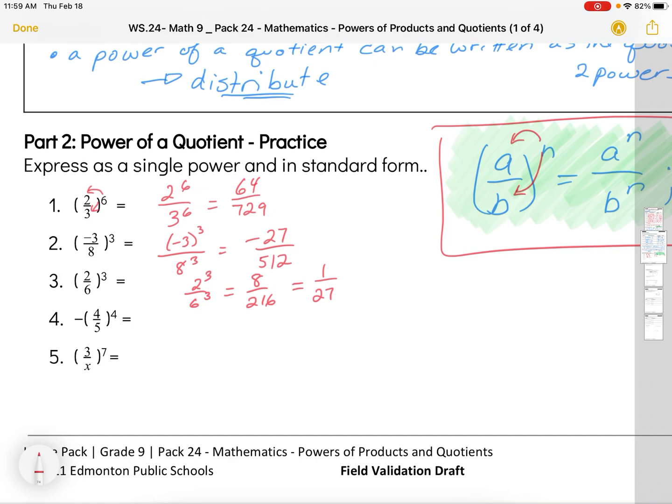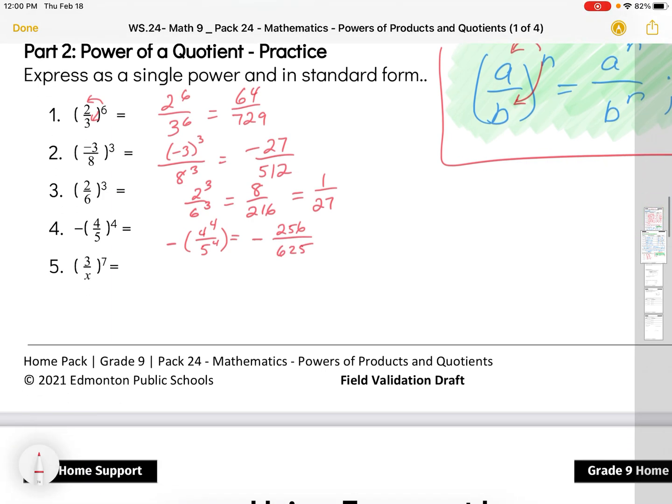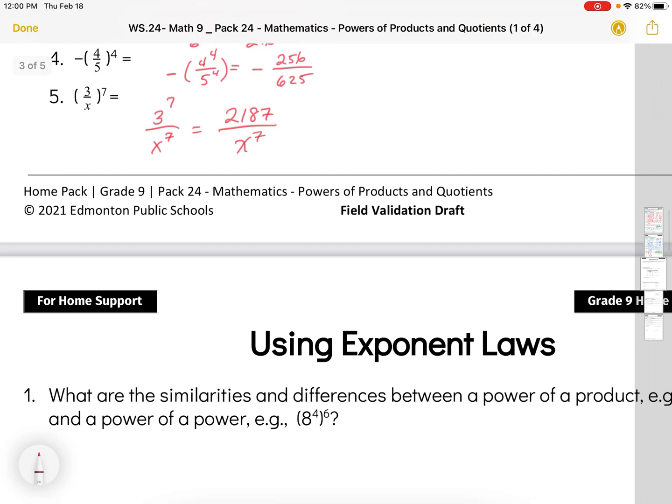Next one here. Now the negative sign's on the outside, right? So it'll be negative 4 to the 4th over 5 to the 4th, which is equal to negative 256 over 625, since 4 to the 4th is 256 and 5 to the 4th is 625. And then the last one here, we have 3 to the 7th over x to the 7th. I can evaluate the 3 to the 7th, and I'd get 2187 over x to the 7th. Okay?